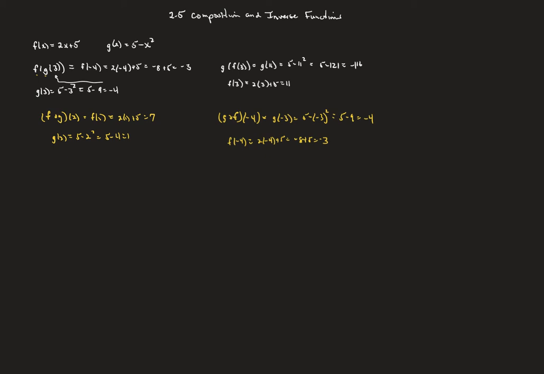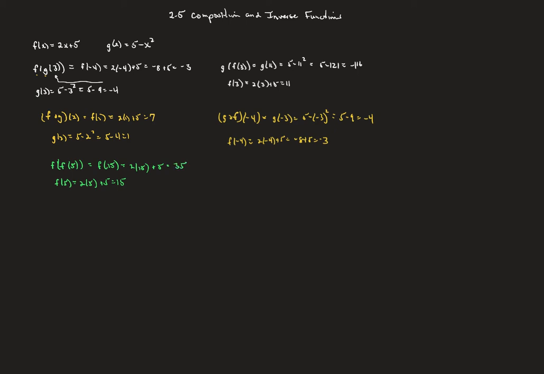We can even do crazy things like f of f of, say, 5. So we can first plug 5 into f. So that would become 2 times 5 plus 5 would be 15. And then we turn right back around and plug that into f again. This time we'll get 2 times 15 plus the 5. And so we'll get 35.